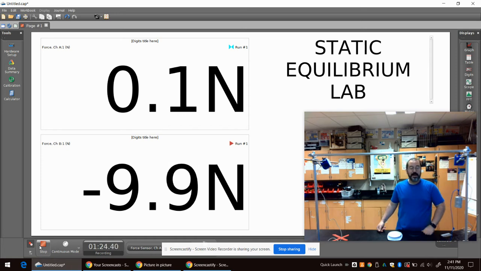Right now, everything is balanced. It's at rest. There's no acceleration. The net acceleration is zero, so the object is not displacing itself. There is no extra force down. There is no extra force up.